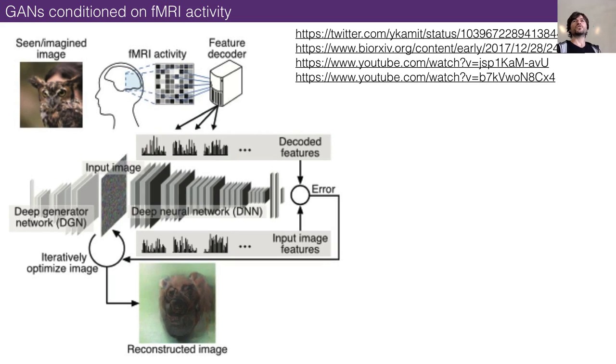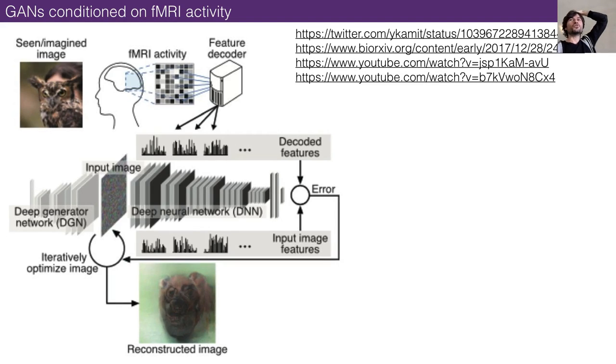This is a really cool thing. I don't have enough time to talk about it in much detail, but these researchers trained a GAN on a data set of various sorts of images, and they conditioned it on the fMRI activity of a person who's looking at those images. So basically you put an fMRI device on somebody, show them images of owls and animals and whatever, measure their fMRI activity at that point, and then train a GAN which is conditioned on that fMRI activity. That's your latent space, basically: the fMRI activity.